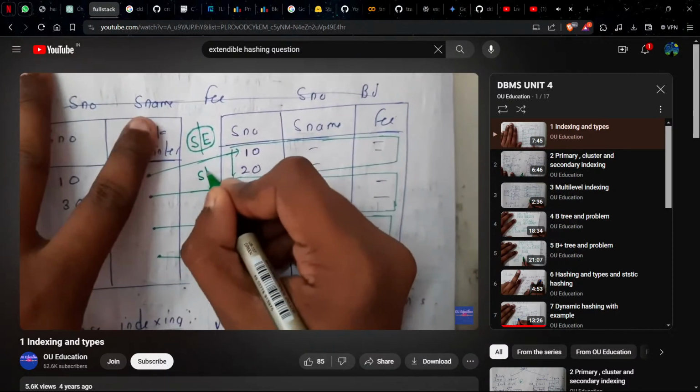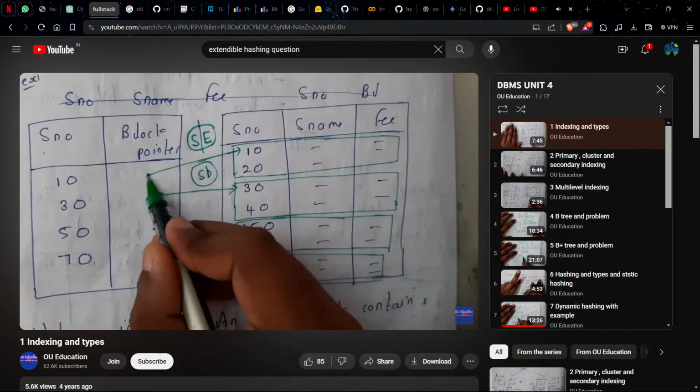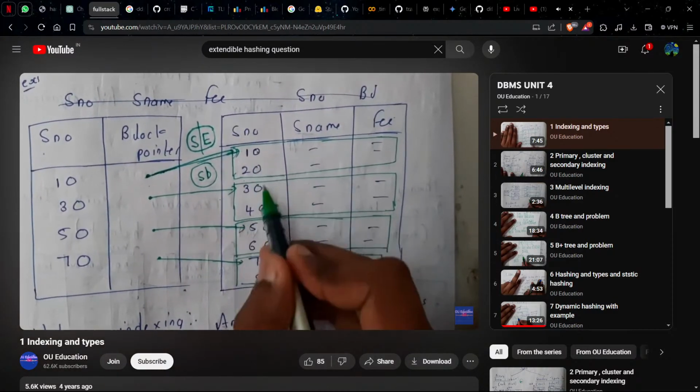Sparse is B. Here this will work: each block. Sparse means each block. So these blocks are divided. A pointer, that is nothing but a block pointer, will be representing each block with a single element. So here 10, here 30, here 50, here 70.